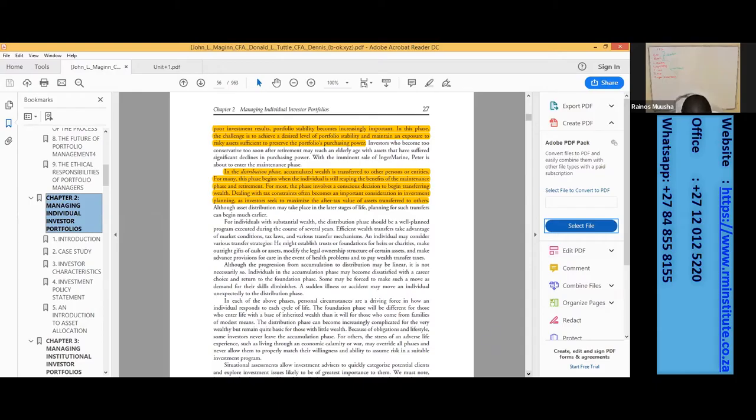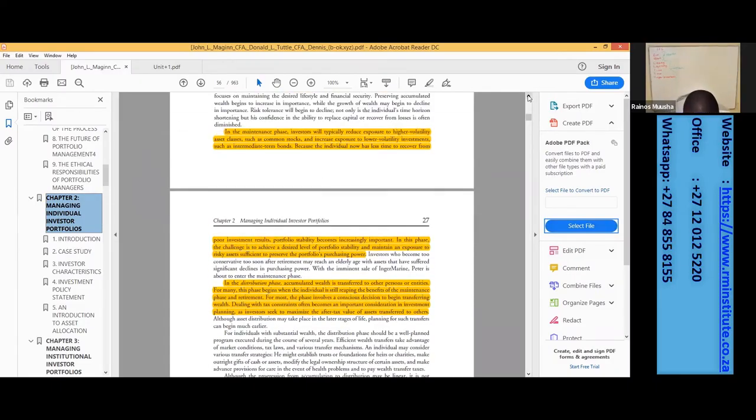So which means in this case, they're basically saying that when it comes to the next stage, which is the maintenance phase, the risk tolerance is now going to be expected to reduce drastically, mainly because they no longer have that much time to recover from any losses in their portfolios as well. So you wouldn't expect them to be having an above average risk tolerance. Generally, you're expecting them to be having an average to below average risk tolerance as well.